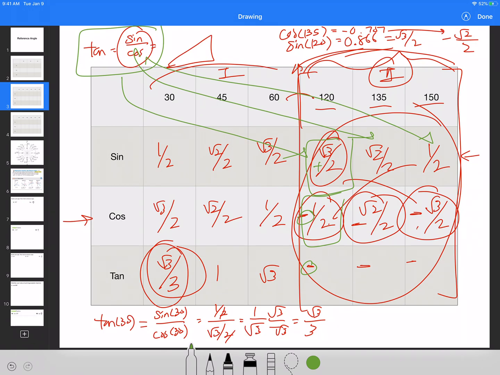So here, if you type in tangent of 120, I believe you get square root of 3, exactly, yes, so negative square root of 3, of course, and this would be negative 1, and this would be negative root 3 over 3.